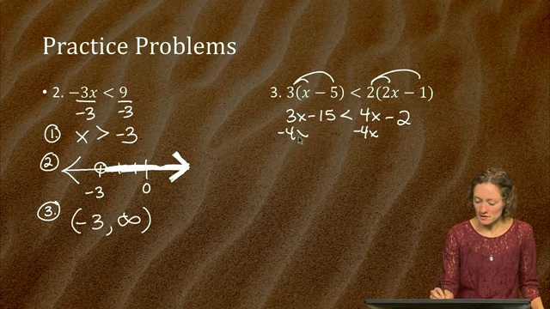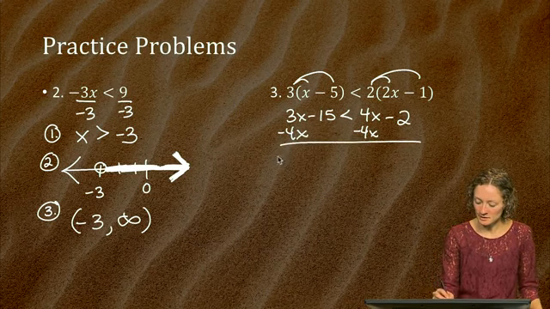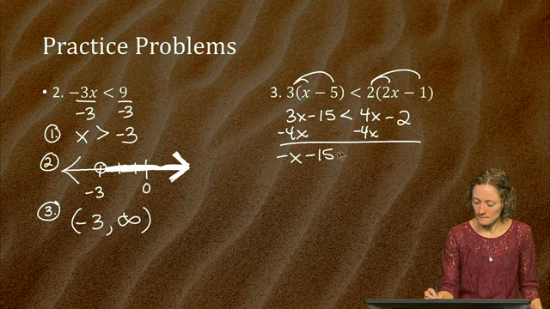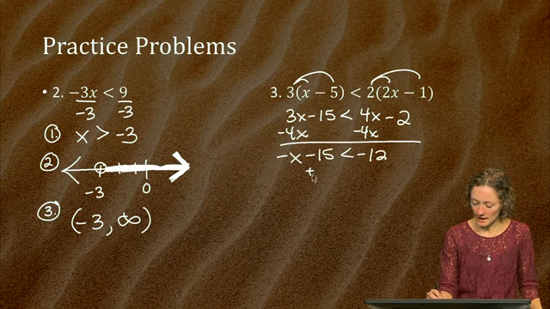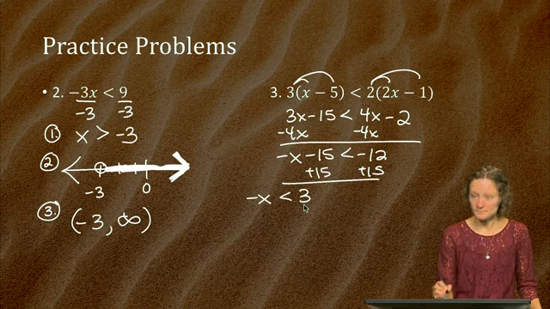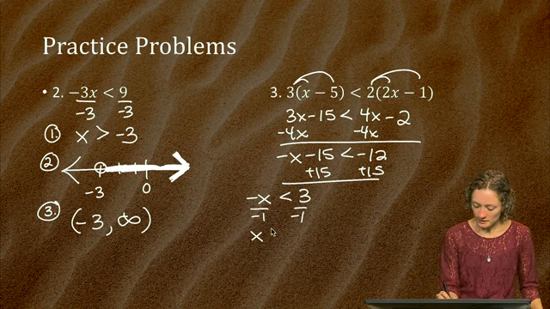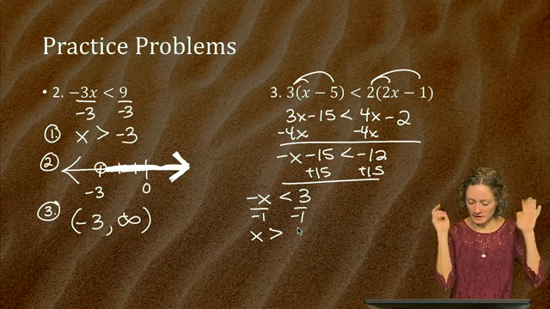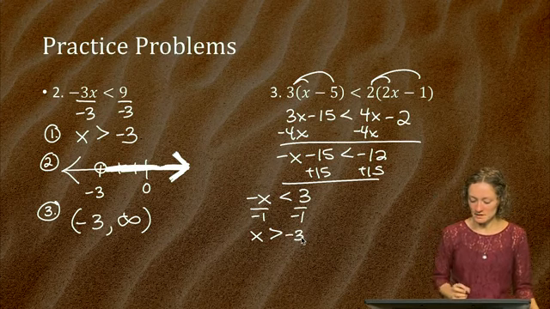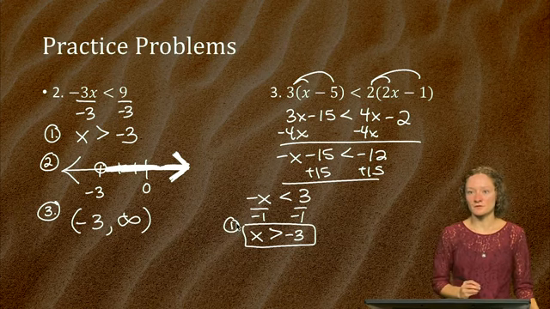Subtract 4x from both sides. If you want a different route, that's okay. Your final answer will still look the same as mine. Add 15. And then divide both sides by negative. Dividing by negative, ding, ding, ding. Flip the symbol. There's our first.